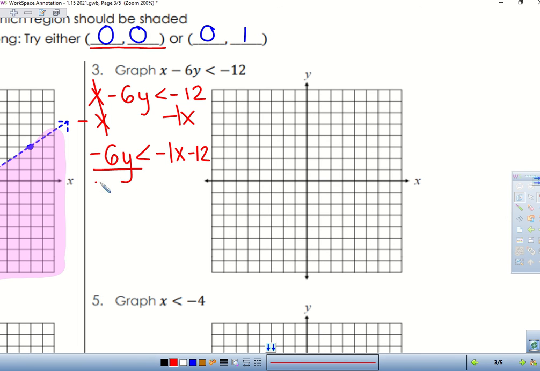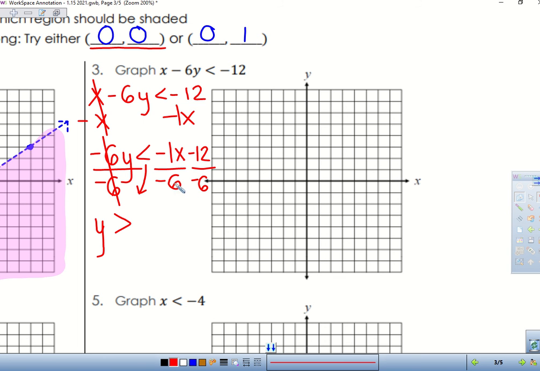Now to get the y totally by itself, I'm going to need to divide both sides, aka every term, by that negative 6. And does anyone remember from algebra what happens to your inequality sign when you divide by a negative? Flips. It flips. So see how I divided over the inequality by a negative number? That is the only time that you flip the inequality sign, and it happens every time.